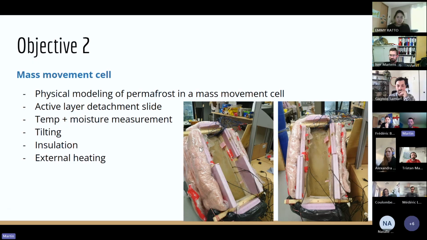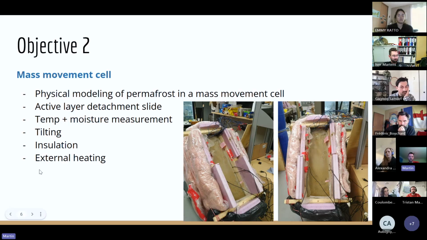We can see the insulation around the cell was quite enough, but at the top of the cell we didn't put any insulation. In natural conditions there should usually be insulation, but for our experiment we didn't use any on the top. We were also trying to use external heating to see if it would change the detachment slides movement.